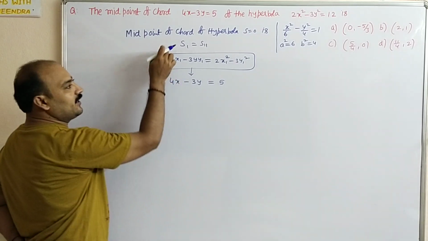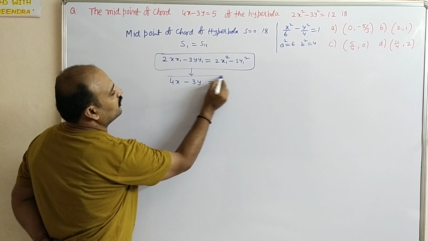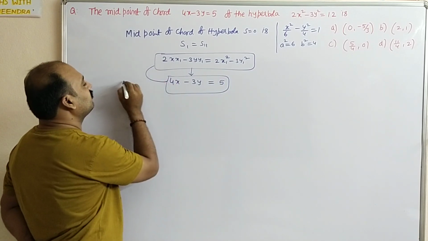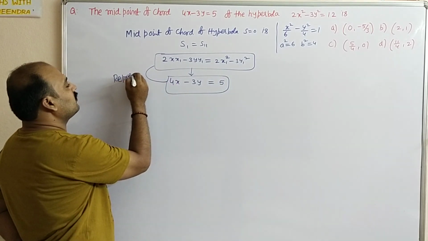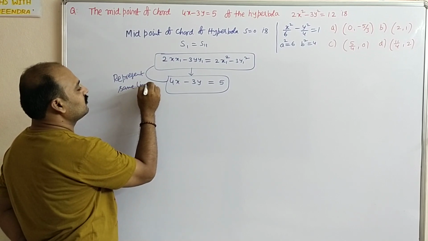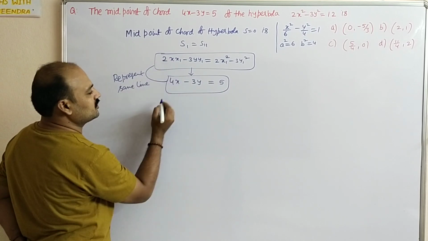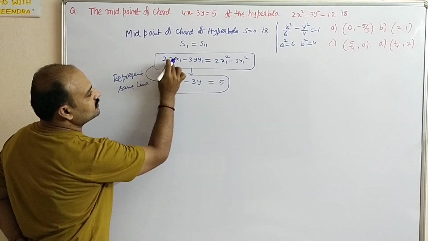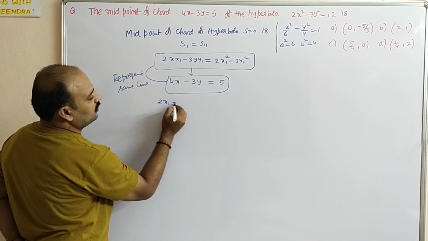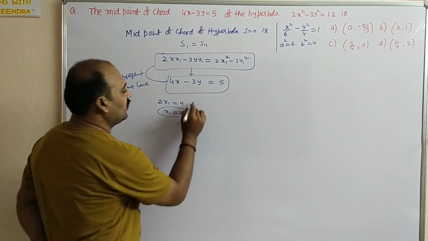This equation of midpoint of chord you have to compare with 4x minus 3y is equal to 5. So their x coefficients you have to compare. These two lines represent the same line, then the coefficients are proportional. We just have to equate. Here x coefficient is 2x1. Here x coefficient is 4. So x1 is equal to 2.